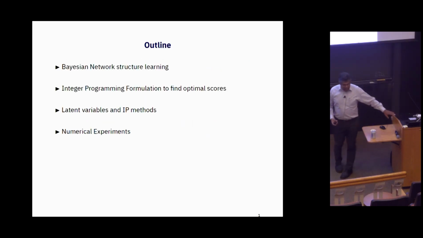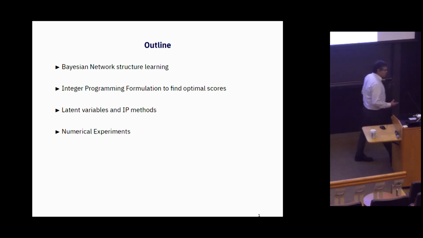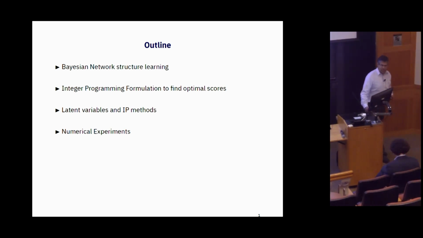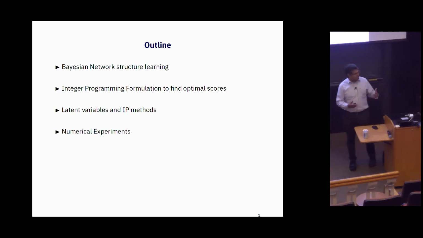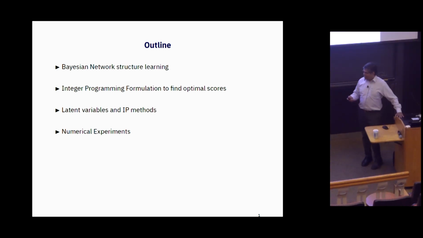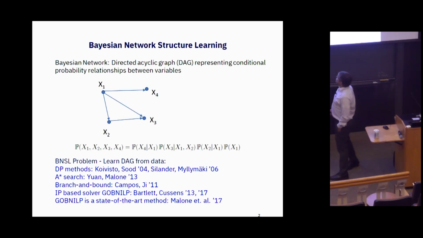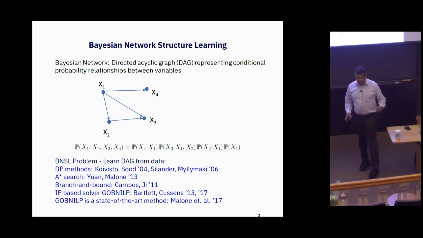So I'll introduce the problem of Bayesian network structure learning. For those who study statistics, it might be pretty well known. They might know many of the details well, but for people in other areas, especially integer programming, I would like to introduce some of the basics before I talk about the specific problem we're trying to solve and the integer programming methods. So the basic idea of a Bayesian network is that you have a graph.